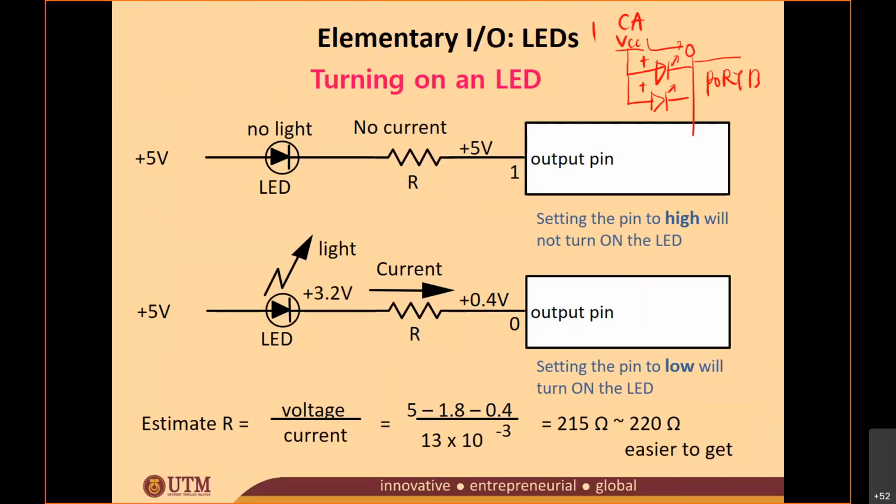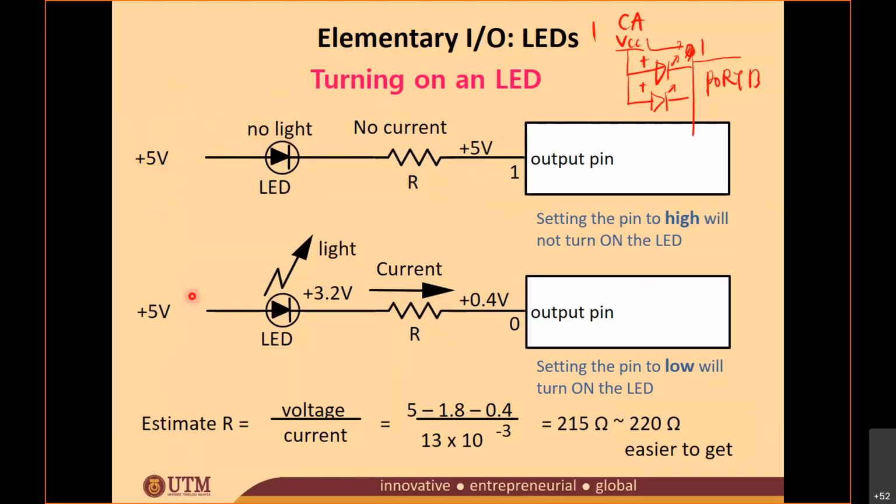If you give a logic high to your output, to your port B, what happens? The LED will turn off. Something like this: this is positive 5 volts connected to your positive LED terminal, and the negative terminal is connected to your output pin. If you give 1 to your output pin, this is high and this is high, so current cannot flow because both are high. So there is no light emitted from your LED.